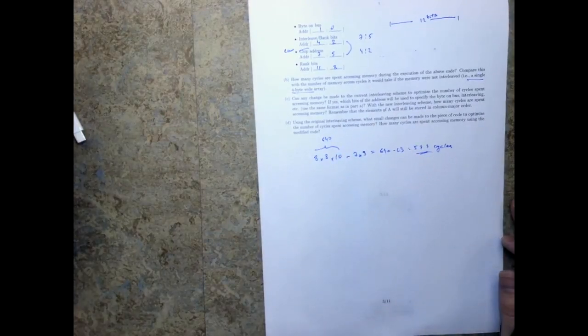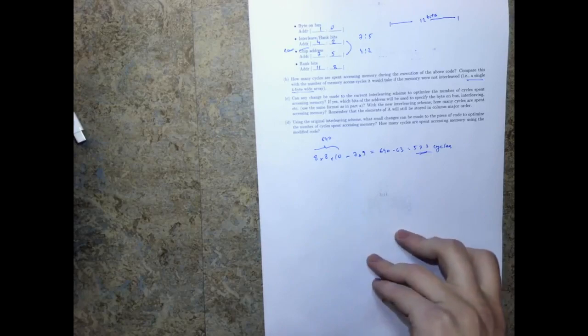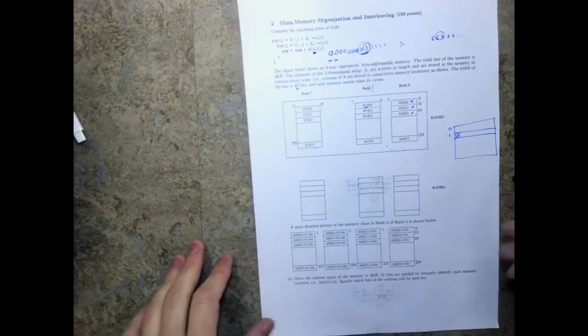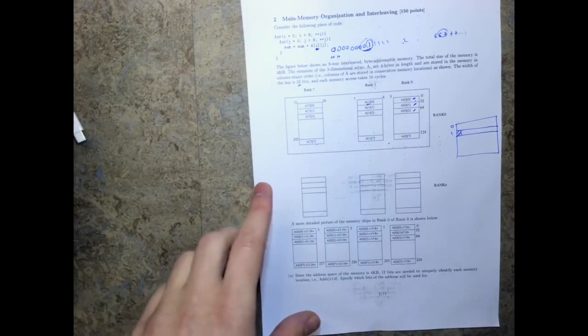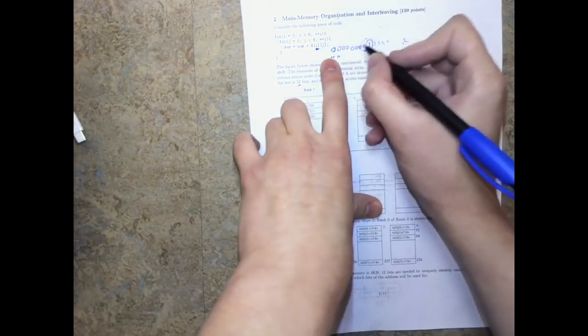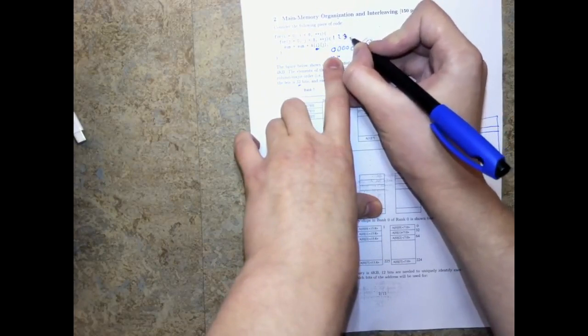Okay, with the new interleaving scheme, how many cycles are spent accessing the memory? Remember, the elements of the array will still be stored in column major order. So basically, what has changed is that now in this pattern it will be like this, right? So instead of eight accesses to bank 0, here we will interleave between the banks: 1, 3, 7, right? And then go to 1.